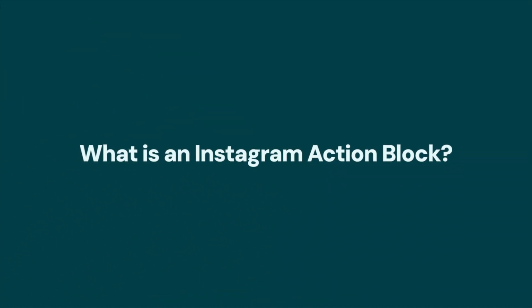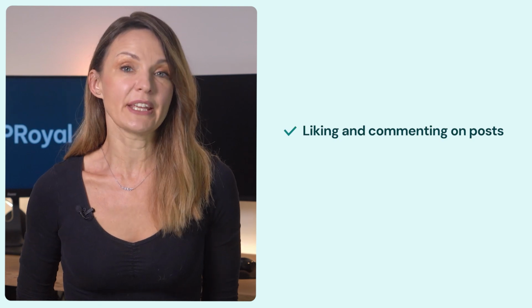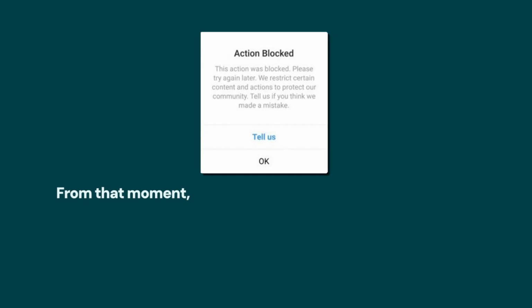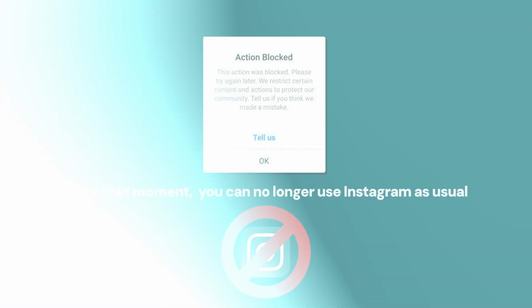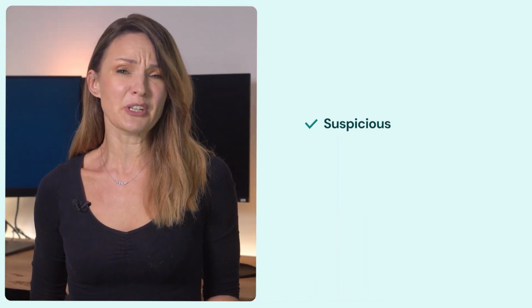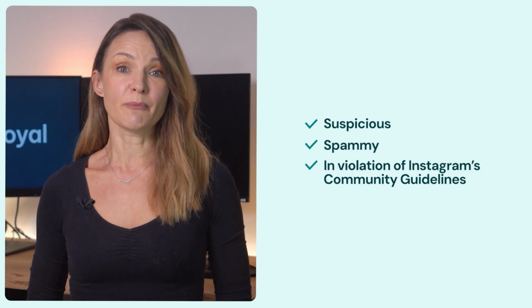What is an Instagram action block? An Instagram action block happens when the platform temporarily restricts you from performing certain actions, such as liking and commenting on posts, following new accounts, or sending messages. When this happens, you usually see a pop-up notification that says action blocked or something similar. From that moment, you can no longer use Instagram as usual. Think of it as Instagram's way of putting your account in timeout. The app usually does this when it detects behaviors that seem suspicious, spammy, or in violation of Instagram's community guidelines. But sometimes you may also get this error message even if you haven't done anything wrong.